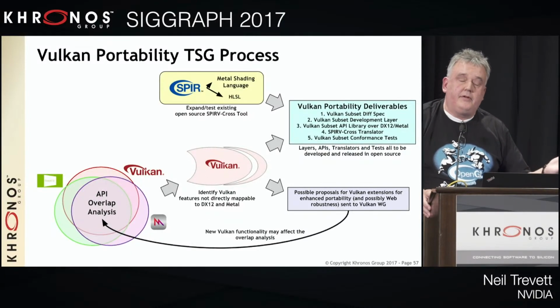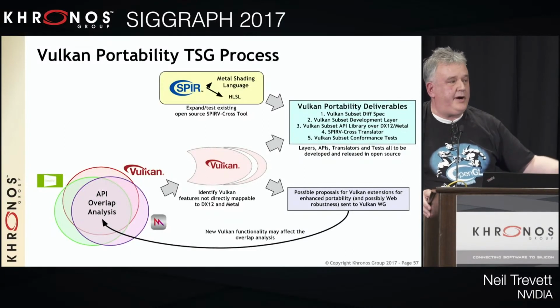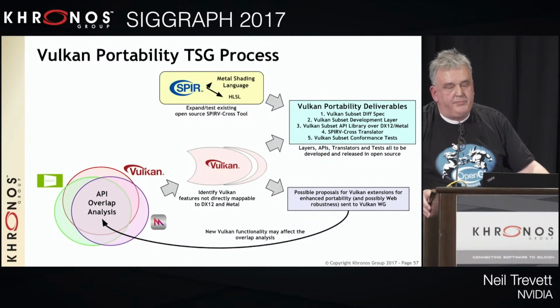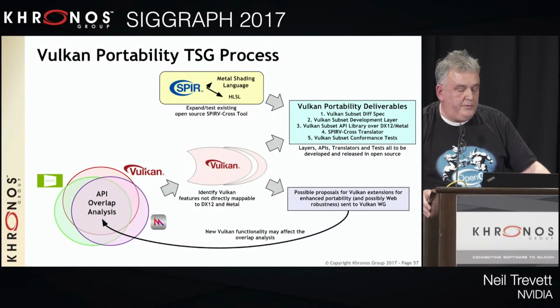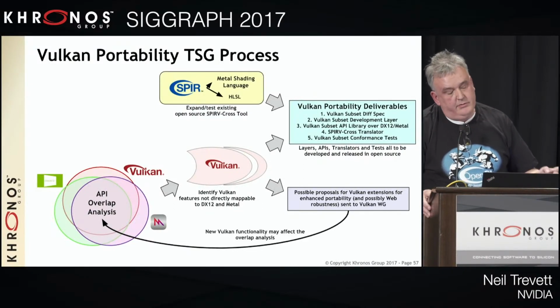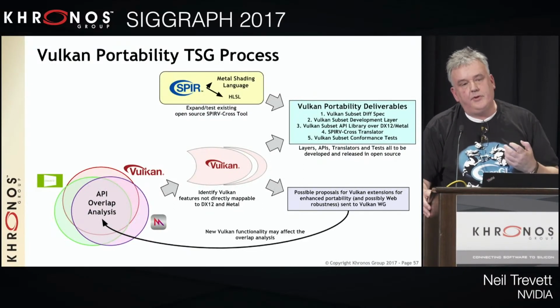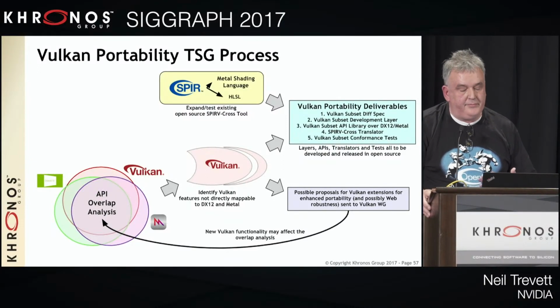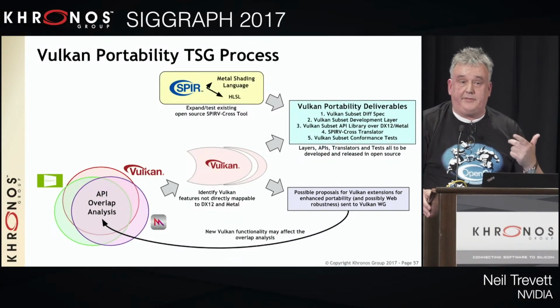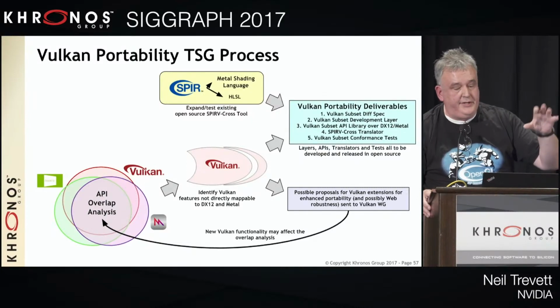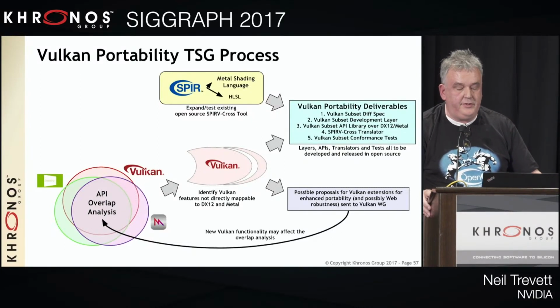Some people, foregoing those edge parts of the API might be a good trade-off for the universal portability. So we want to provide people that choice. So we're going to end up with a set of deliverables. We're going to have a specification that defines what the intersection spec is that you can use.